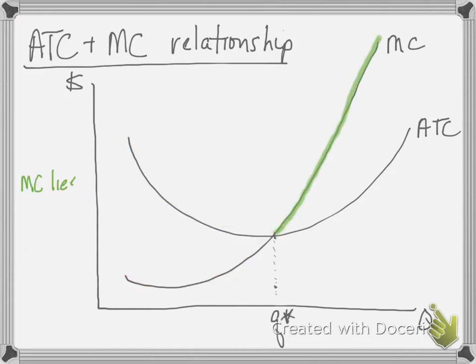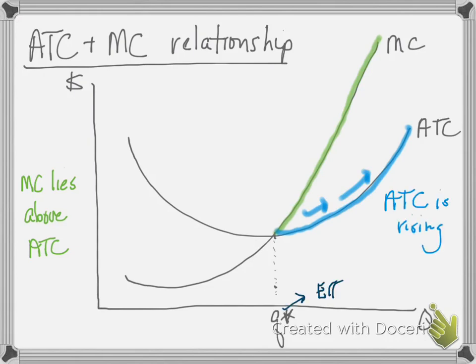When we have the marginal cost curve lying above the average total cost curve, then average total cost starts to rise. And that's just like if you have a B average, so you have a 3.0 GPA, and then you get an A or even a B plus or an A minus, something that is higher than your overall GPA, you're going to be pulling up that GPA.